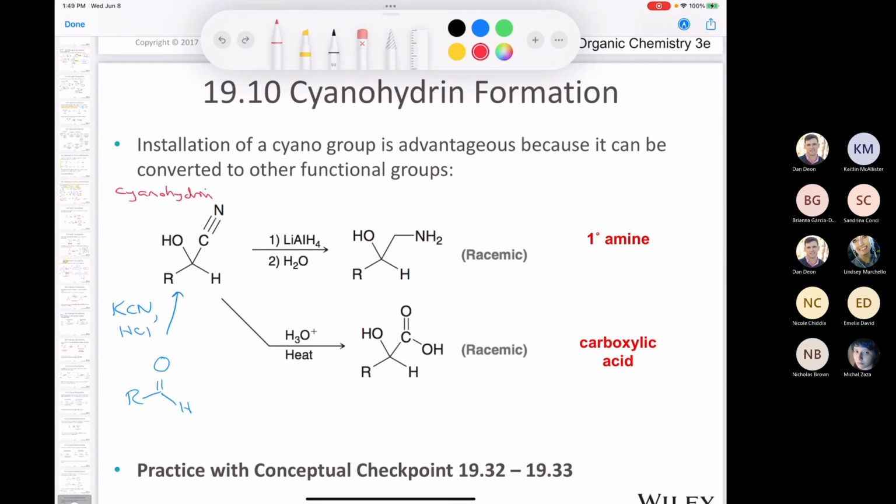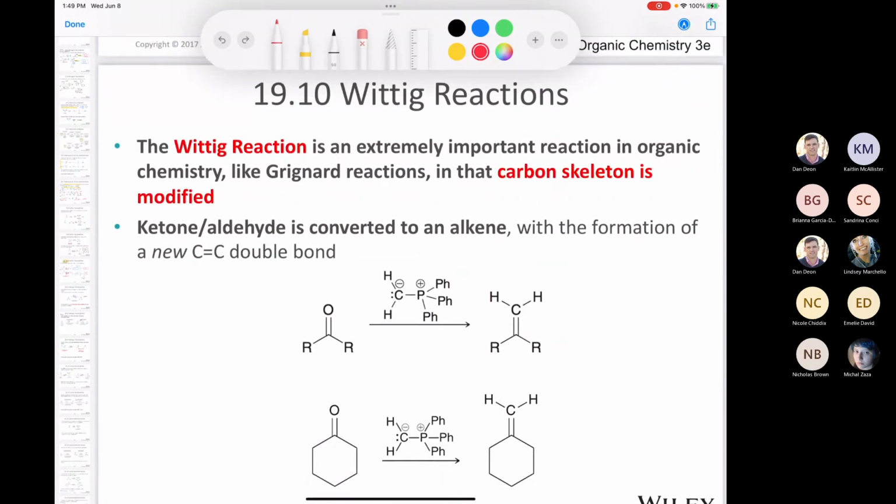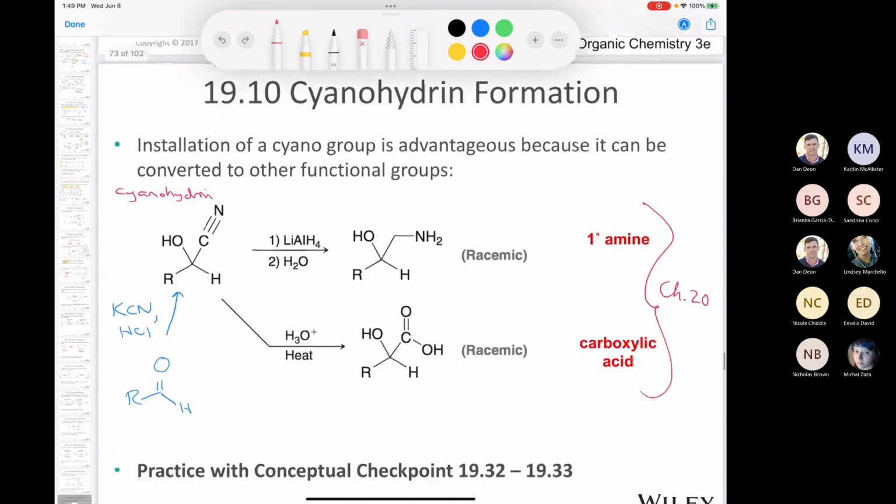And you remember that in chapter 20, we're going to do all kinds of carboxylic acid chemistry. So I'm going to put in here chapter 20 because we'll talk about both of these in more detail in chapter 20. But for now, you need to know cyanohydrin formation, and it can be used to make a carboxylic acid or a primary amine. All right. Well, that brings us to our next reaction. Just give me 1 second, which is the Wittig reaction.